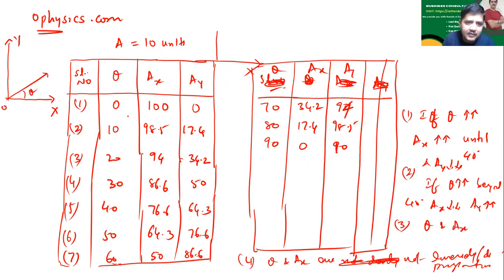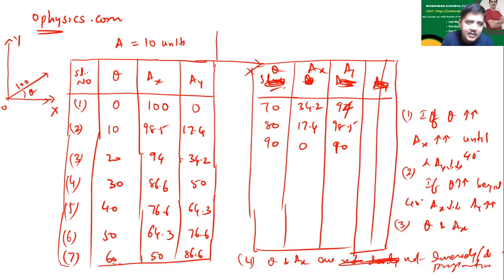I started varying this value of theta. When the value of theta is here, which means the line was here, then I found out what is AX. The component of this vector along this direction was seen to be 100. Why 100? Because I took the length of this vector to be 100 units. And the value of AY was 0, which means this vector was aligned only along the x direction and nothing along the y direction. So that's what we got here.